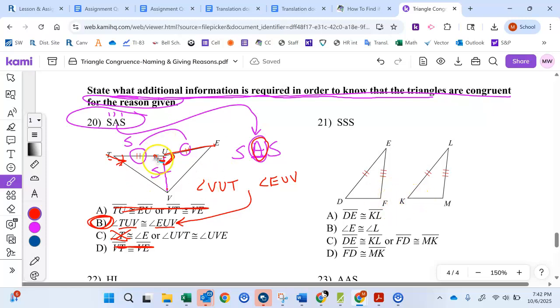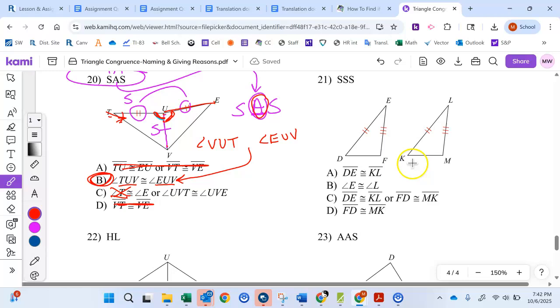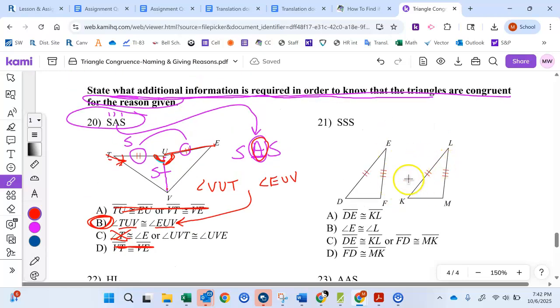Okay, I tell you what, because this might be a little bit confusing, I'm going to go ahead and let you try number 21, and then if you want to pause the video and come back, you can see my solution, okay?